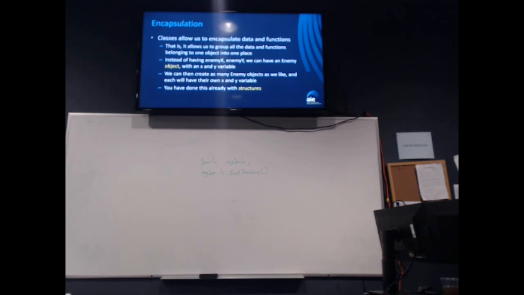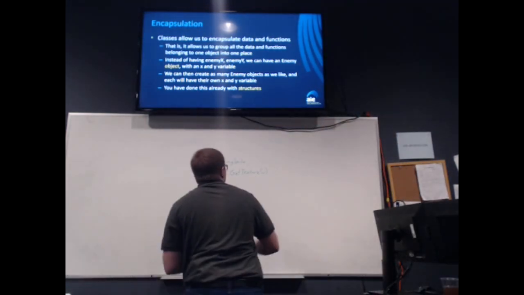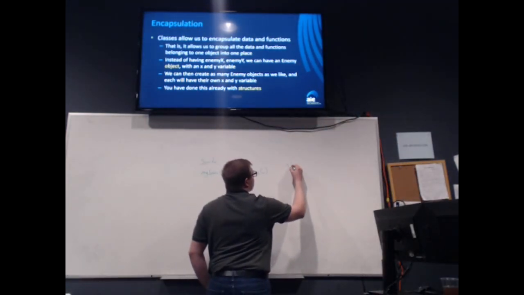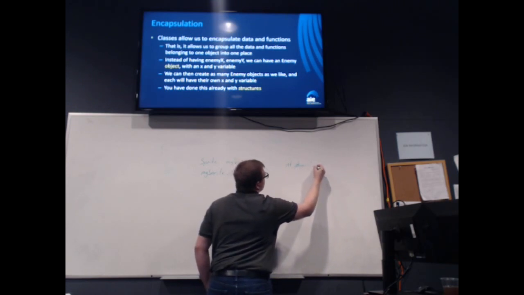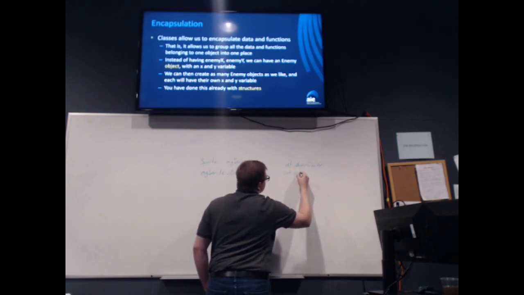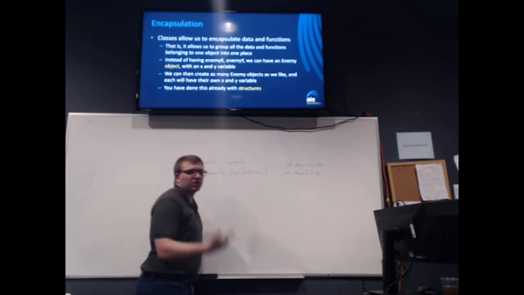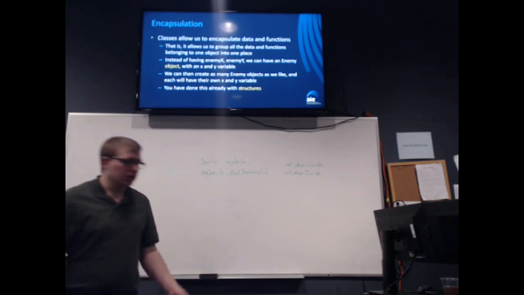We were already doing this with structs. We use structs so we don't have to make all those variables. As I said, we don't have to do this: int player 1 HP, int player 2 HP, so on and so forth. We don't want to do that, so we make classes and structs to handle that for us. We just make instances of it.